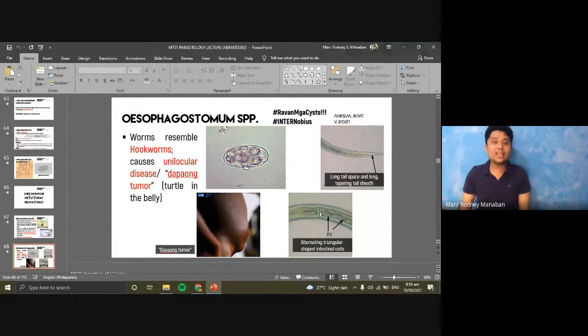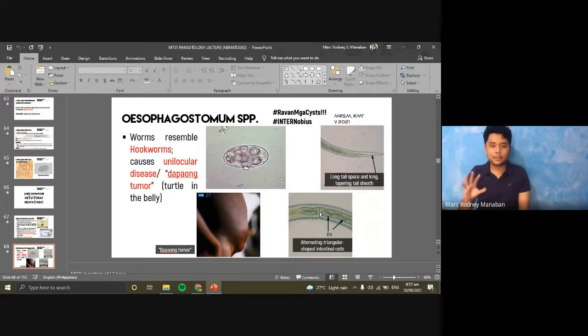Now, these nodules or this mass is actually not that harmful, all right? In itself, it will not cause harm. But it can complicate, no? It can complicate further or it can cause complications in the intestine. You can get a hernia, you can get abdominal wall perforation.